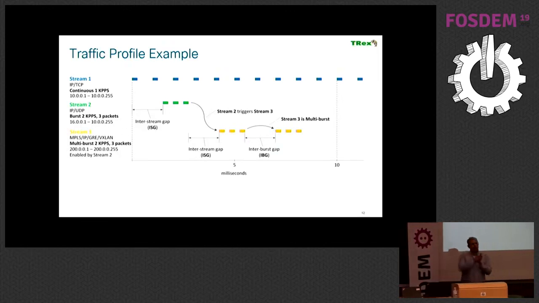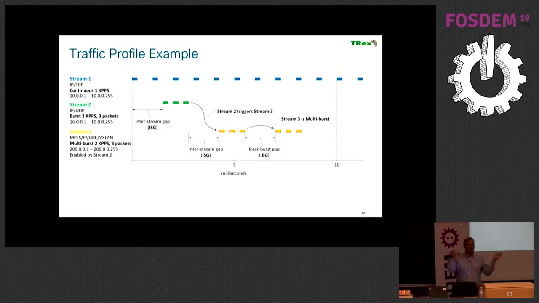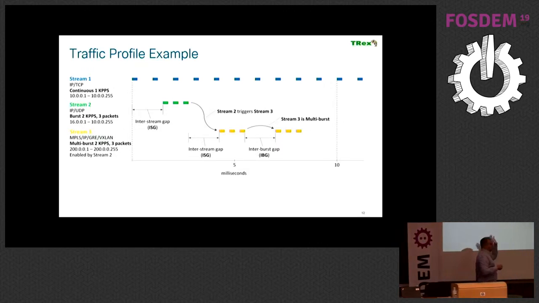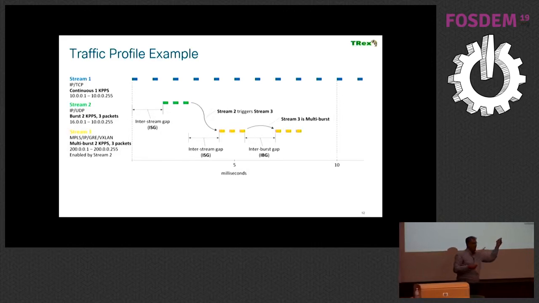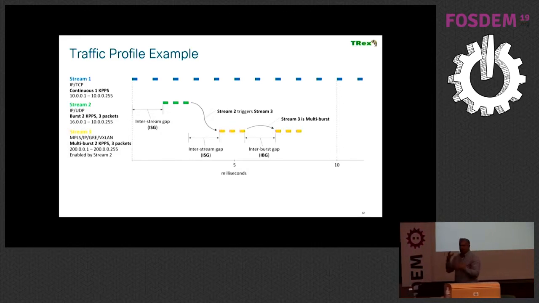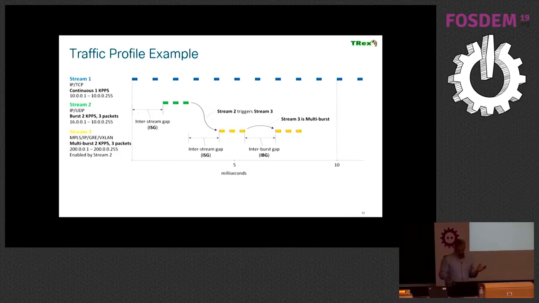For example, I want to create a range of source IP to destination IP, and then I can choose the mode. The blue one is continuous, just bump the packet in specific rate. The green one is a burst of packet. Let's say I want only 3 packets, and the yellow one is the multi-burst with inter-packet gap, inter-burst gap. And I can connect them. I can create a program that says, when the green one finishes, start the yellow one, and then point to another stream. It's like a program that you can build using Python.